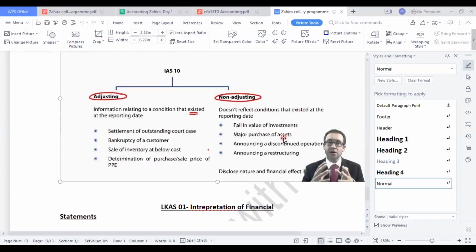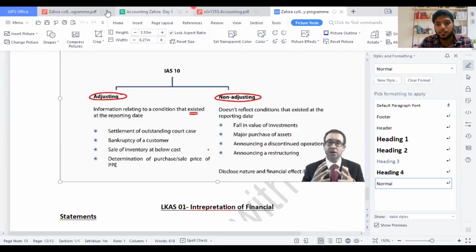It could be a major purchase of assets, announcing a discontinued operation, announcing a restructuring. So you have announced that there might be a restructuring. Announcing a dividend payment is also a non-adjusting event, because they are declaring that they might pay the money, but they haven't paid. So those things you don't adjust. If you think it's necessary to put a note, you can put one, but it's not mandatory to put a note in your company's accounts.